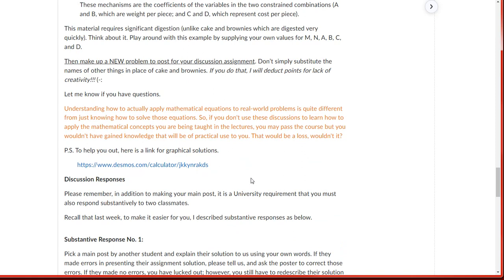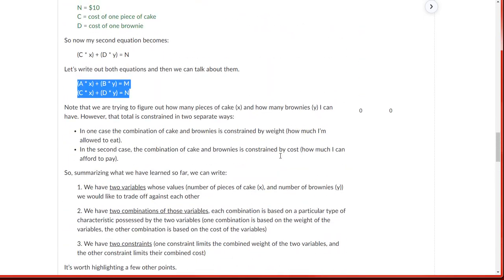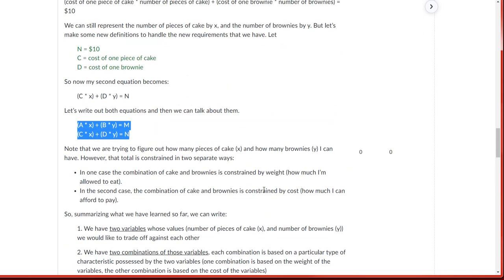Here's a calculator, not a calculator, really. It's a graphical technique for solving pairs of equations, and you can try it out, or I'll make another video later and maybe share that with you.